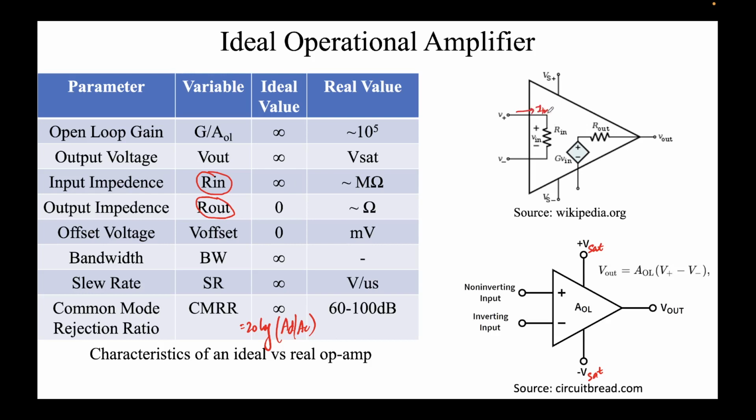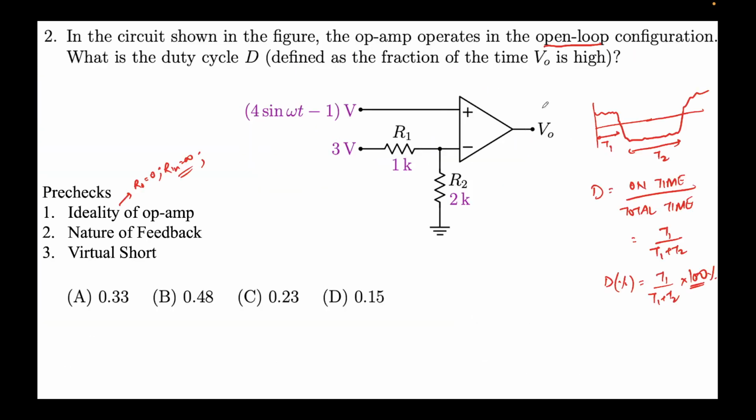I'll write: if R in tends to infinity, I in is 0. There can be no current flowing into or out of the input side, correct? This is important. That's why I talk about the ideal operational amplifier, and this would mean that I in is equal to 0. There will be no current flowing into the operational amplifier.